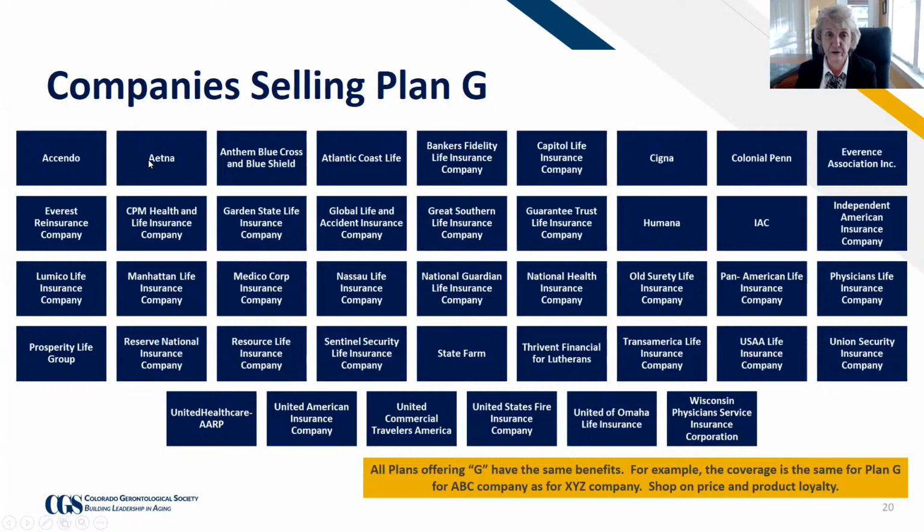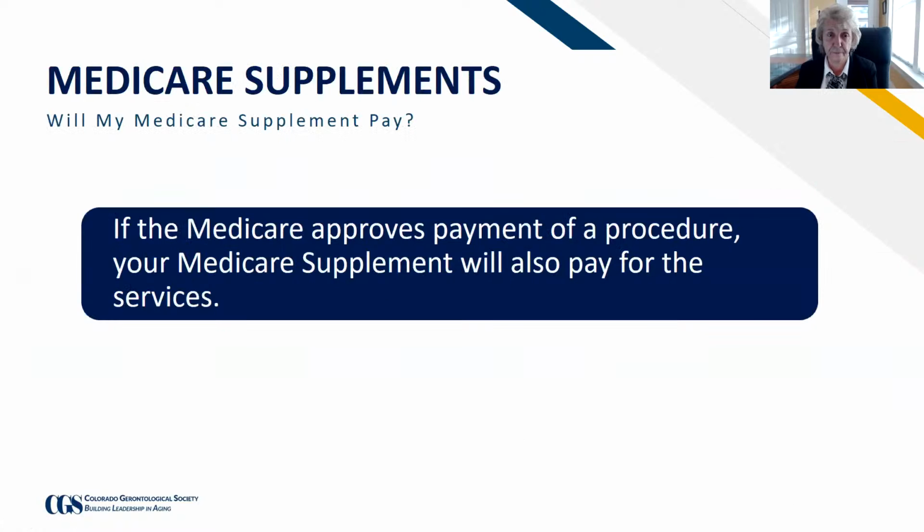As I said earlier, the plans are standardized. So if you buy an Aetna Plan G, or you buy a State Farm Plan G, or you buy a United Omaha Plan G, those benefits are exactly the same, regardless of the company. So you will shop them on product loyalty as well as price.